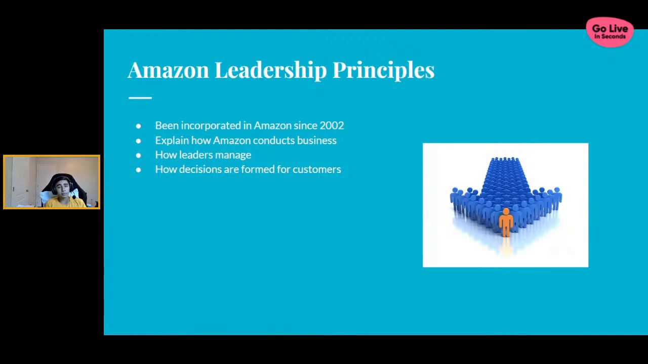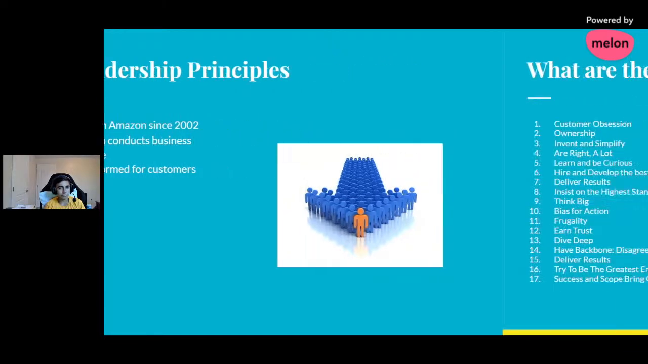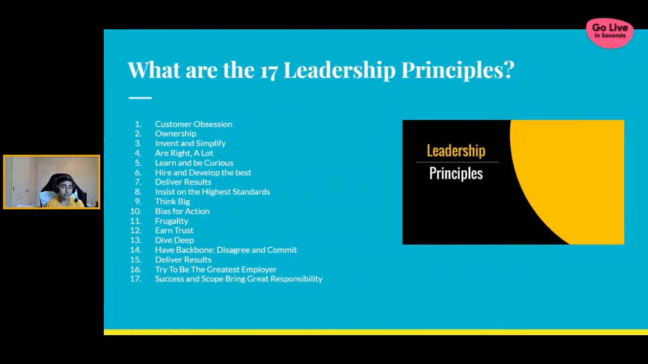Now we're going to talk about Amazon leadership principles. These have been incorporated in Amazon, not just AWS, since 2002. It explains how Amazon conducts business and how leaders manage. It also talks about how decisions are formed for customers. There are 17 leadership principles. We're going to go through all of them, so I'm going to list them out for you.